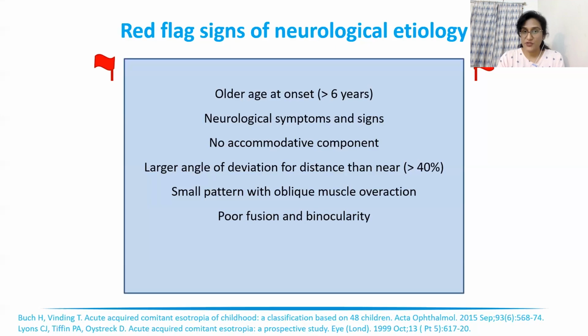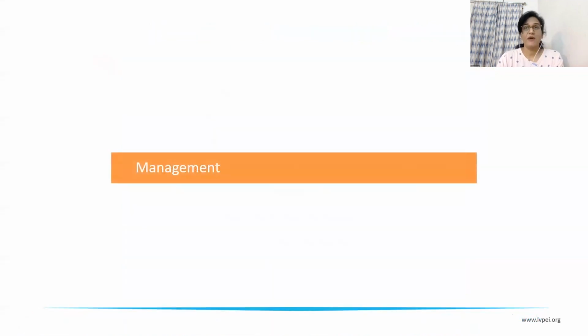Most cases have poor fusion and poor binocularity. There is an associated nystagmus. Very commonly, there may be an abducting nystagmus or an asymmetric optokinetic nystagmus. And also, they may have recurrence of esotropia. So if you see a recurrent esotropia coming up, then it is important that you rule out this neurological type. I hope it is clear how we evaluate such cases when they come to the clinic.